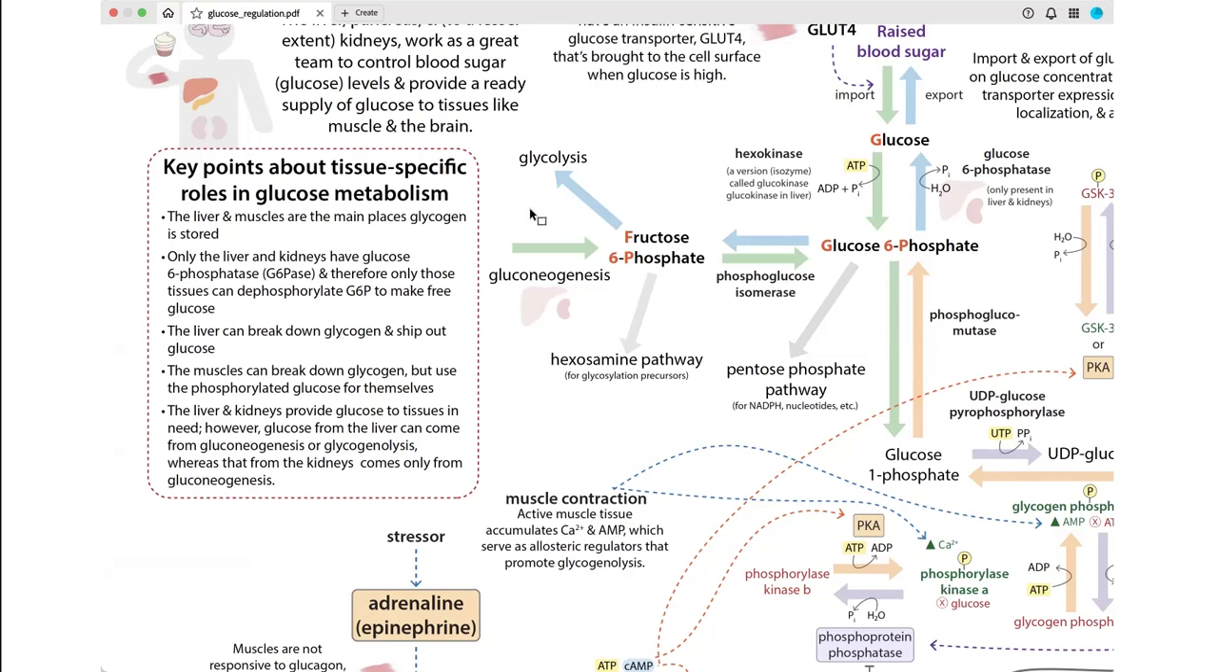Okay. Then the muscles basically break down the glycogen. They use the glucose 6-phosphate. The liver breaks down that glycogen, takes it to glucose, and ships that out. If there's not enough glycogen and the blood sugar is low, both the liver and the kidney can make glucose in the process of gluconeogenesis and then ship those out.